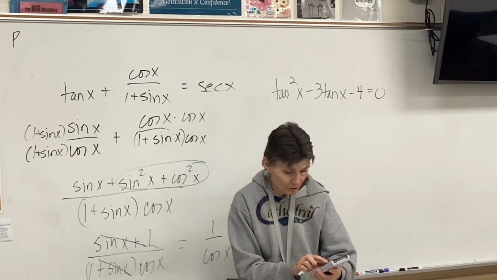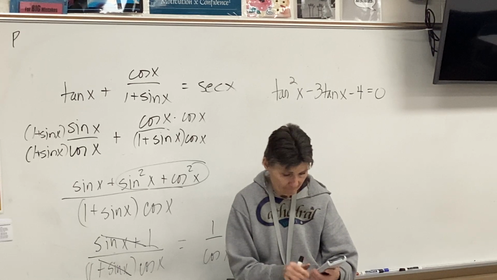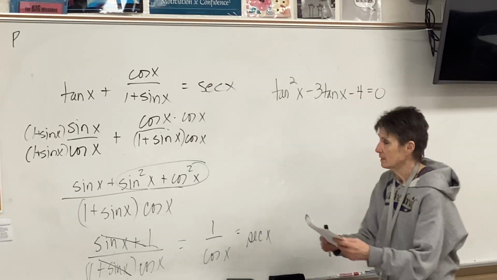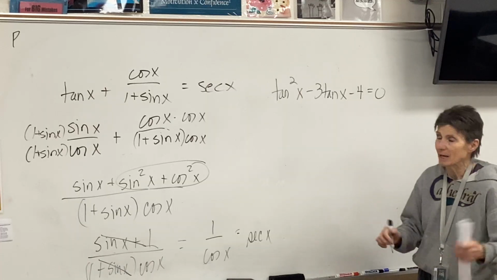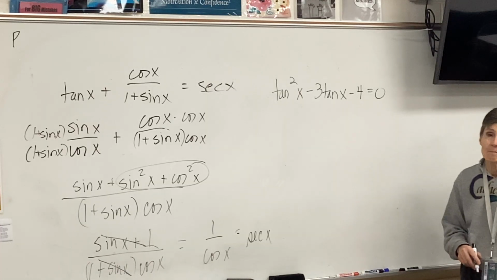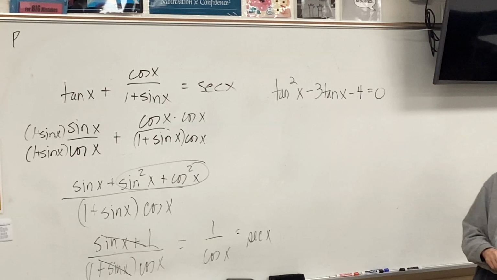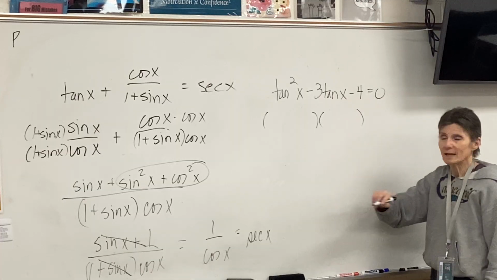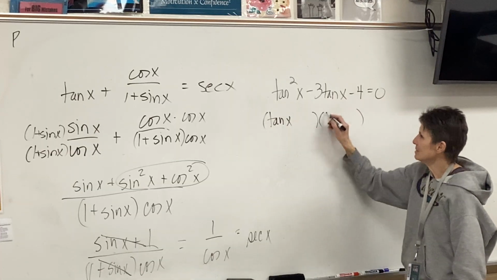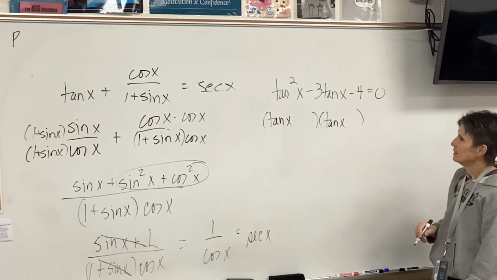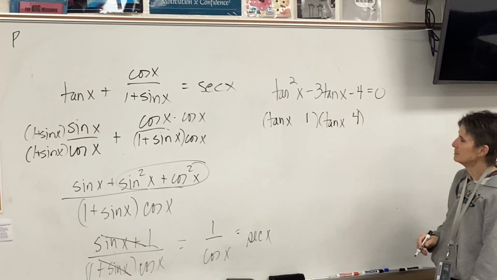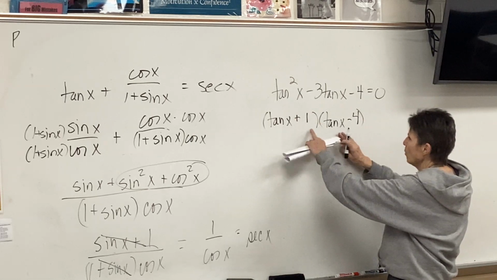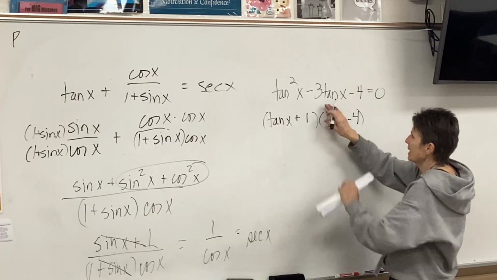The directions are 0 to 2 pi, which means I'm in radians. That doesn't change how I do the problem. It's just going to affect my answer. All right, let's look at it. I hope that you see it factors. It's a quadratic. So it's going to be tangent times tangent. And then 4 and 1. I'll put the negative on the 4 and the positive on the 1, so that when I FOIL, my outside and inside make -3.